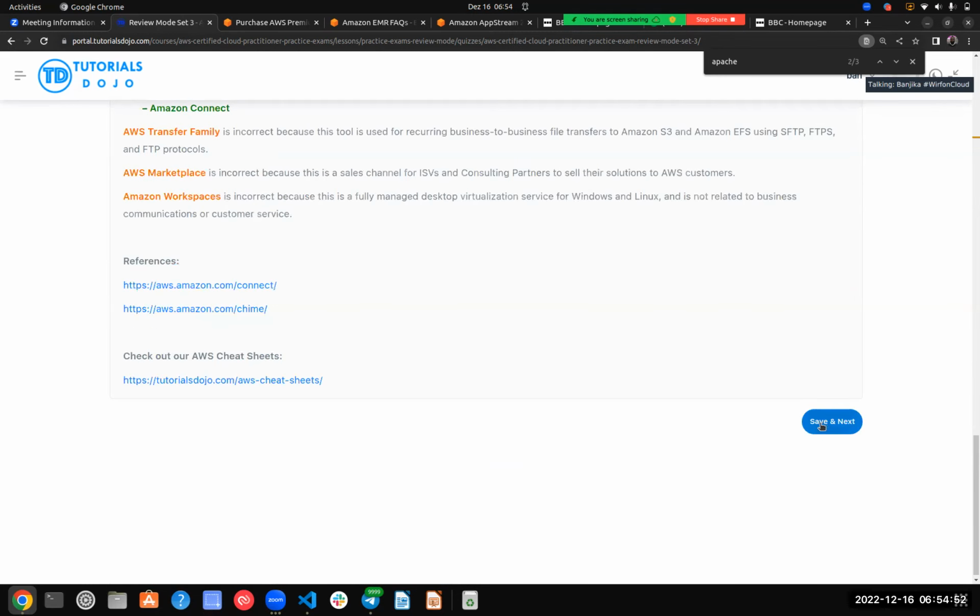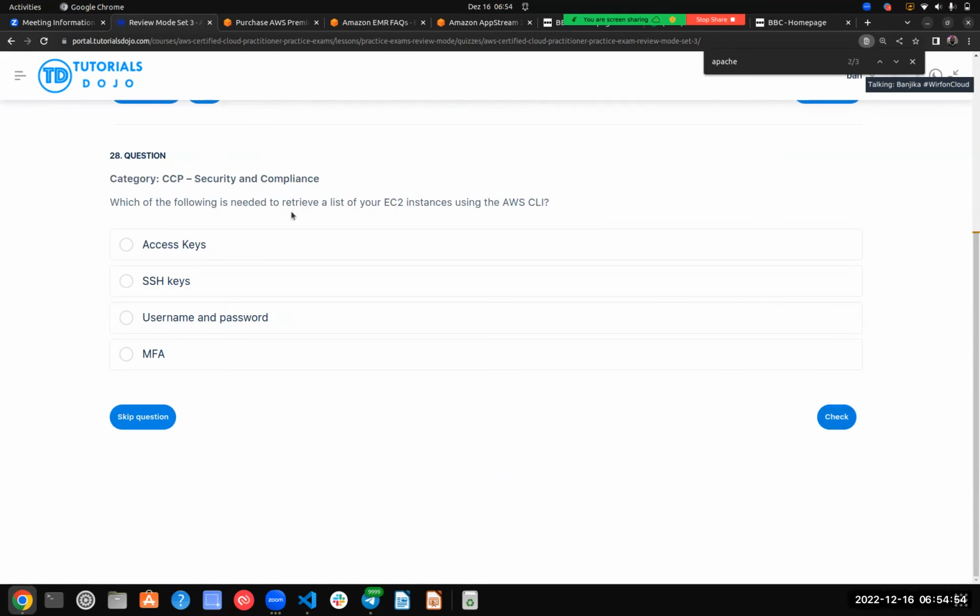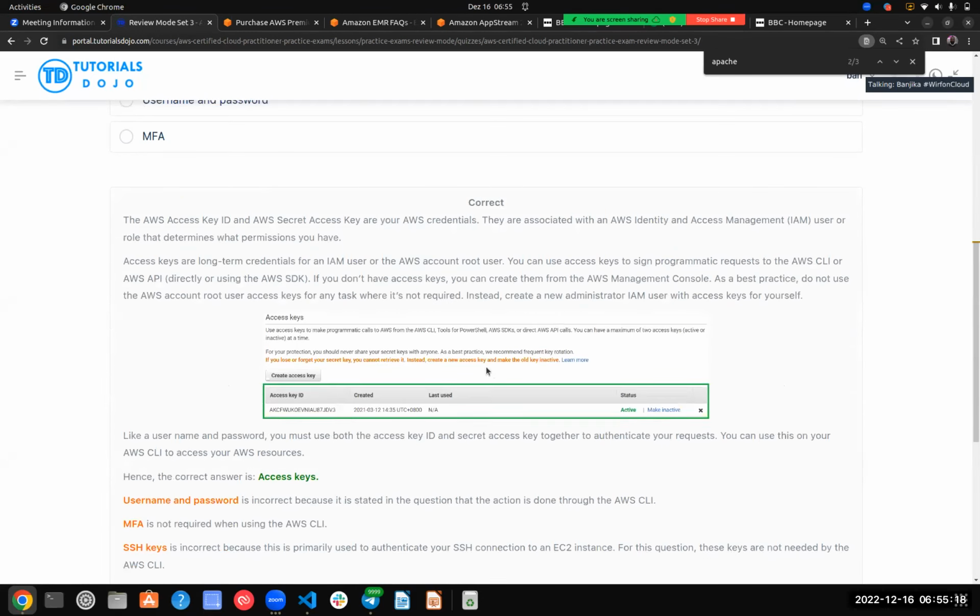Okay, we have 2 more questions. Which of the following is needed to retrieve a list of your EC2 instances using the AWS CLI? So if you need to retrieve a list of your EC2 instances using the AWS CLI, what will you need? Access keys. Okay. Any support? Access keys. All right. So it's access keys.